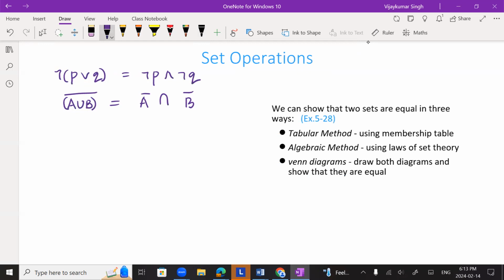But before I talk about this, I need to define for you what complement means, what union means, what intersection means, right? But what I mean to say is that the first law and the second law, they both are called De Morgan's law because they are exactly the same laws. So let's embark on this journey of using these methods to do some set operations.